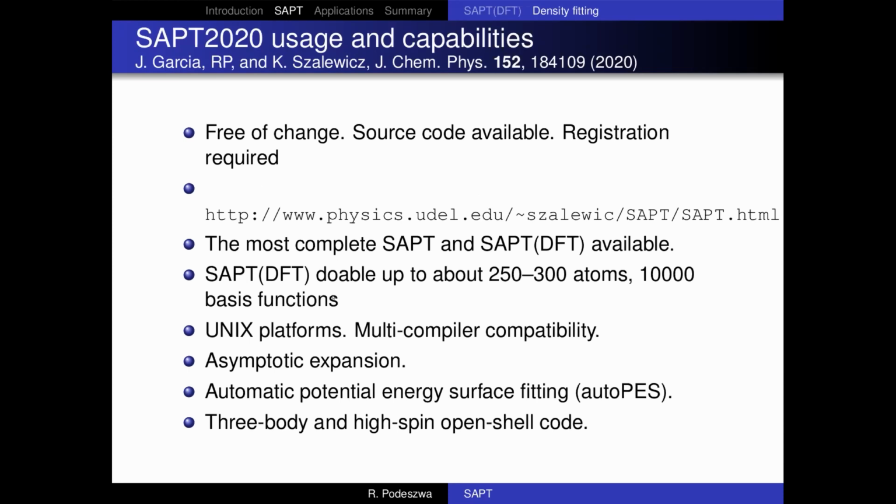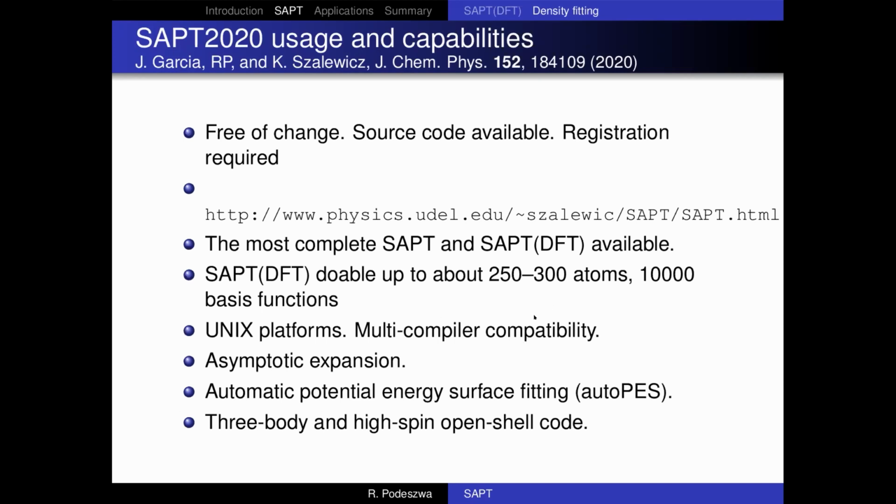There are now a few other approaches for SAPT, other implementations, but ours is the most complete SAPT and SAPT(DFT) available, and it's also pretty competitive. You can do systems up to about 300 atoms and 10,000 basis functions. It works on multiple Unix platforms. We also try to have overall a wide range of compiler compatibility.